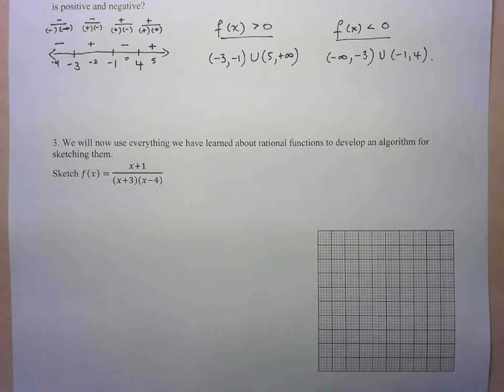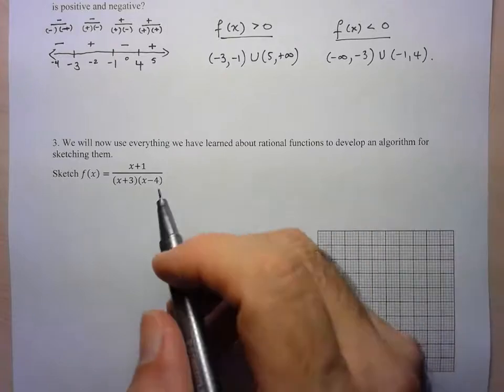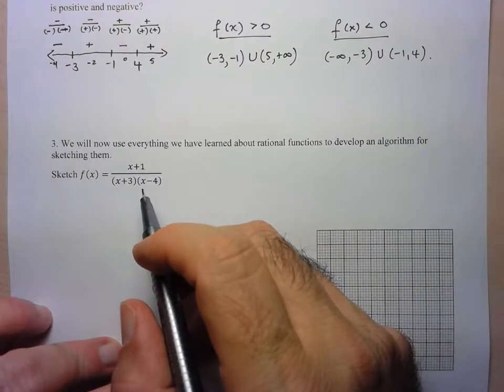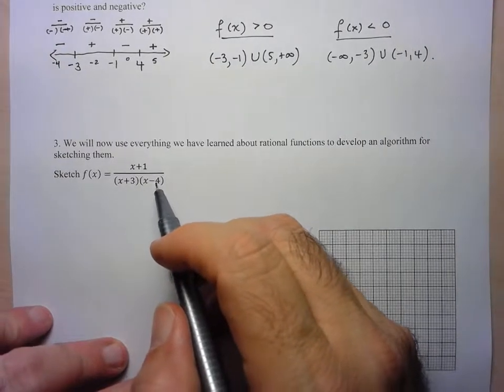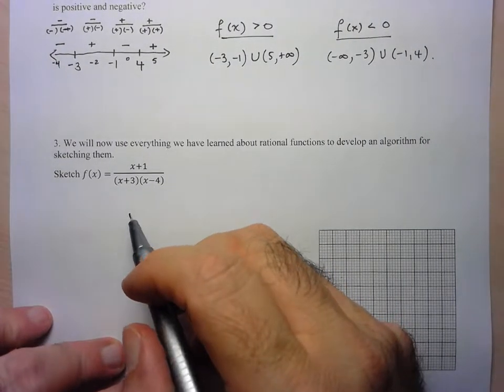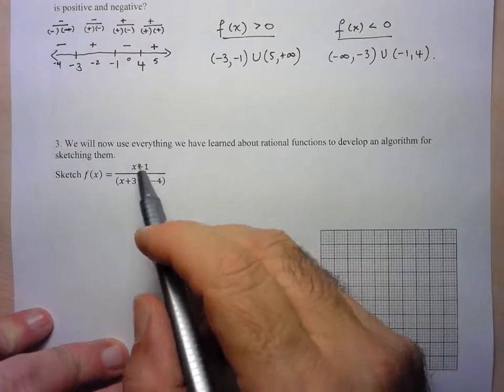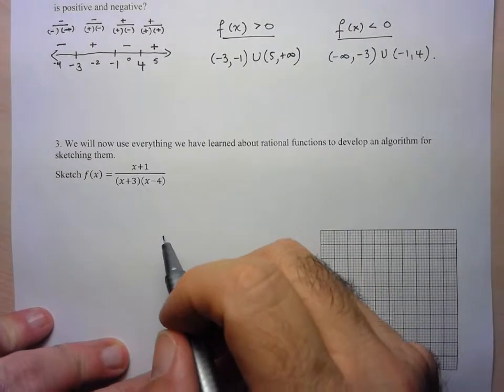Hi folks, this is part 3 to lesson 4, and what we're going to do now is take all the things we've learned about rational functions, put everything together, and we'll have an algorithm for sketching these functions. Okay, now you'll notice that I've used the same one which was in number 2, and it's already in factored form, so we'll start with this as our base, and then we'll get to some examples where we have to do the work to get to this factored form.